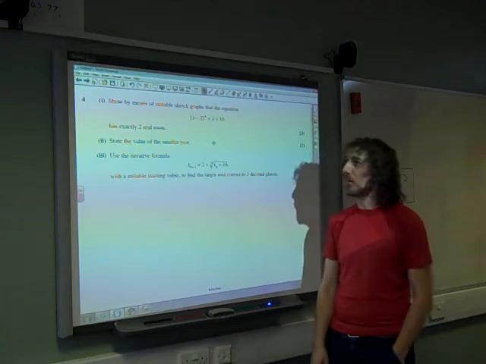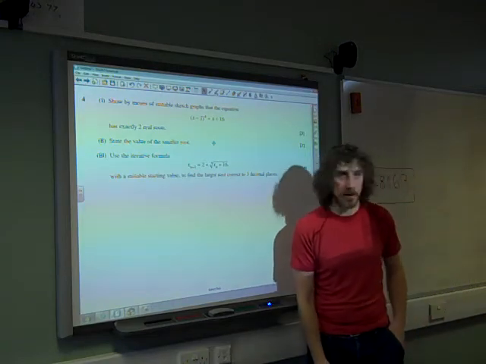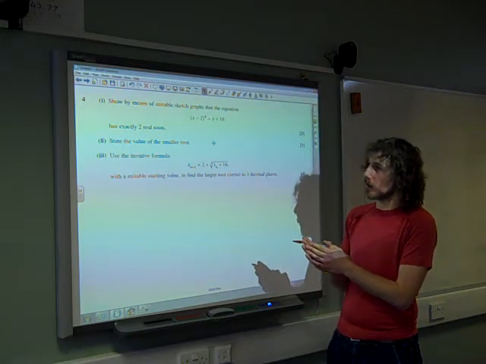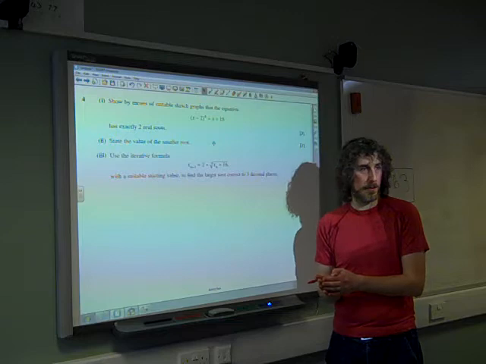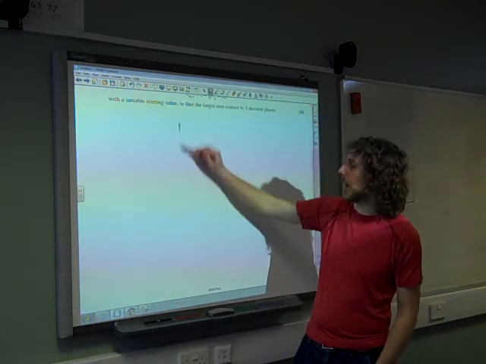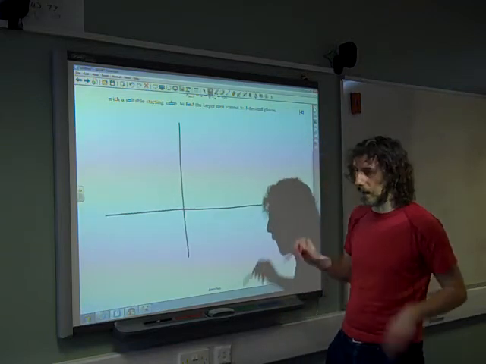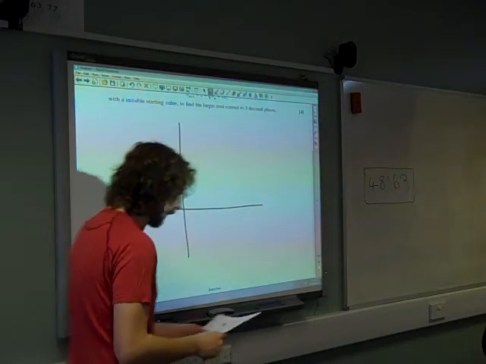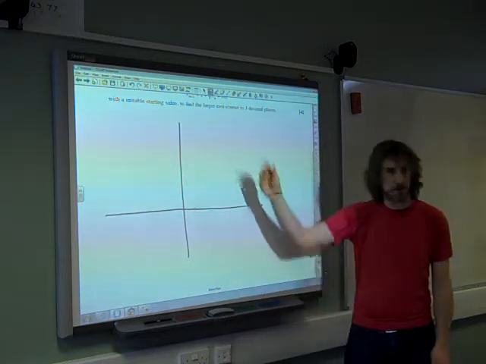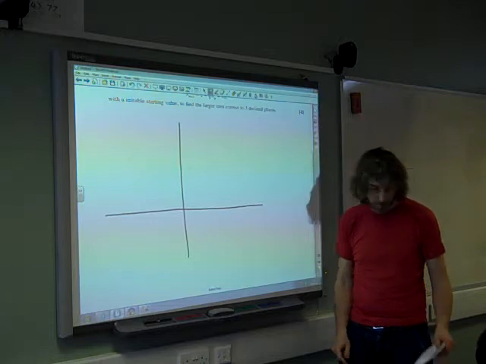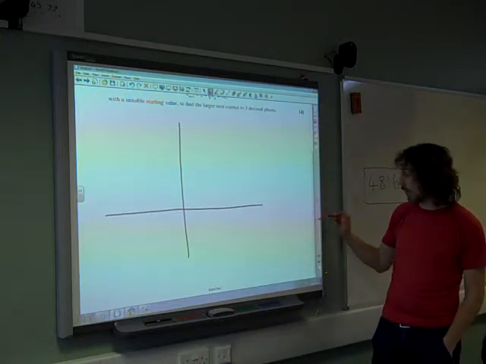Okay, so number 4 was the numerical methods kind of stuff. Show by means of suitable sketch graphs that the equation has exactly 2 real roots. Well, I can't remember what they gave you in the exam paper for this. I think they just gave you some blank space. Sometimes they do a space with no lines in it, you just have lines anyway in the exam booklet. So we have to come up with a sketch graph.